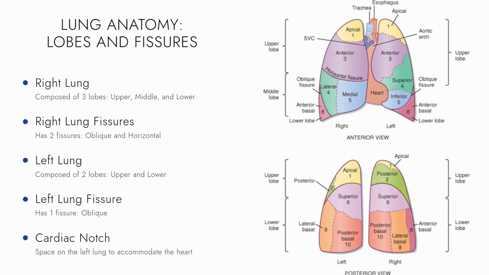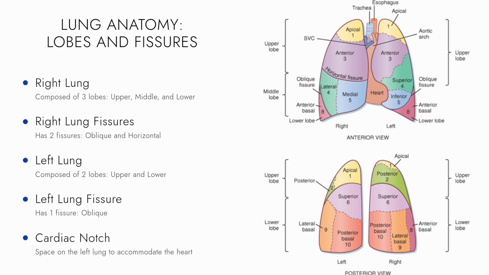Lung anatomy, lobes and fissures. The lungs are divided into lobes by fissures. The right lung has 3 lobes, upper, middle, and lower, separated by oblique and horizontal fissures. The left lung has 2 lobes, upper and lower, divided by an oblique fissure, with a cardiac notch accommodating the heart. This anatomy is clinically relevant.